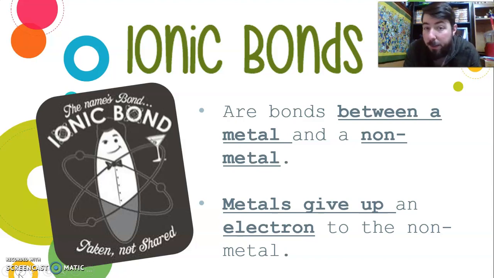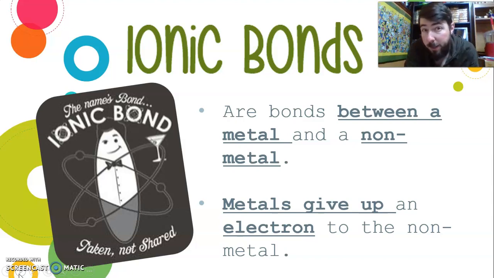And what an ionic bond is, it is a bond between a metal and a nonmetal. So what happens is, if you think about the metals, they're on the left side of the periodic table. So they have very few valence electrons. And it's easier for them to get rid of those few than to get a whole bunch.